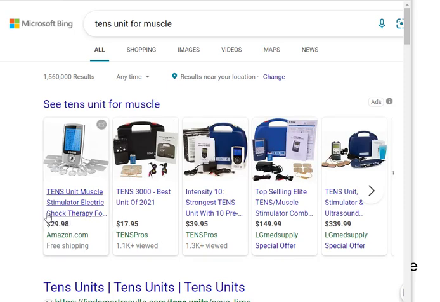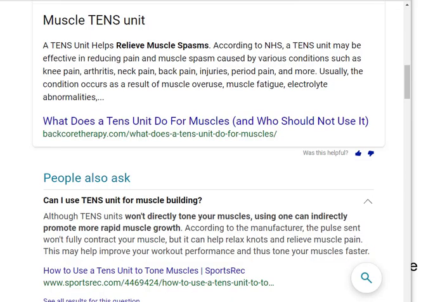As you can see, you can get TENS units for anywhere from $30 all the way up to professional ones, which are considerably more expensive. But you need a doctor to tell you how to use it, a physical therapist to tell you how to use it. So here's some of the stuff that you can read about on the web, how you can use a TENS unit to get rid of pain, reduce muscle spasms, and then of course people are like, hey, can I use it for muscle building so I don't have to exercise? And it says, well, no, it won't directly tone your muscles because it doesn't cause them to contract that much, but you can indirectly promote more rapid muscle growth.